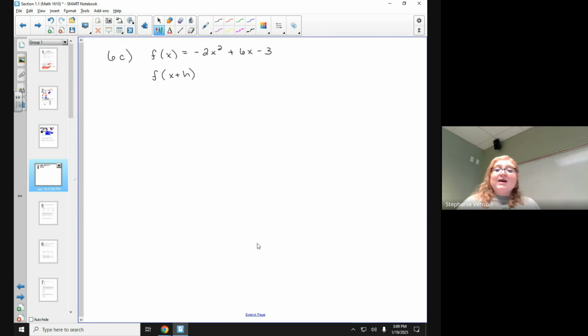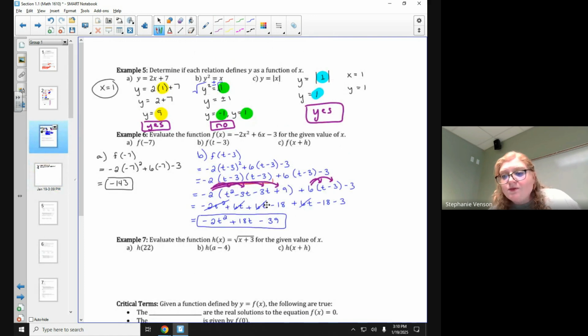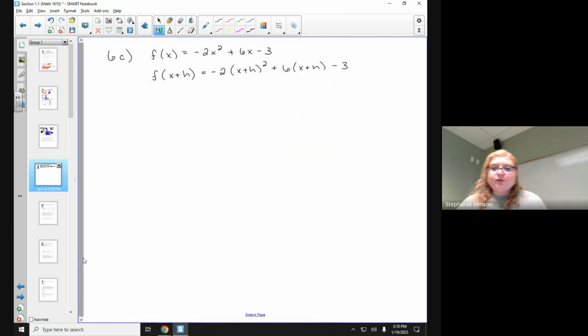So again, that means that everywhere I see an x in the original function, I'm going to replace it with x plus h. So negative 2 times x plus h squared plus 6 times x plus h and minus 3. Now I'm going to take this and simplify it in a very similar manner to the way that I simplified this one. Okay, so let's do that now.